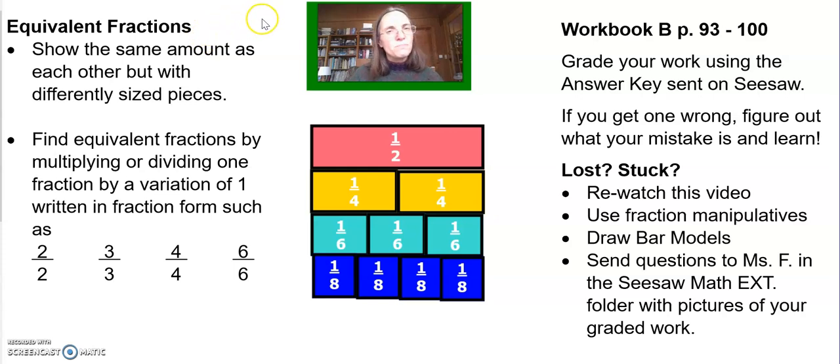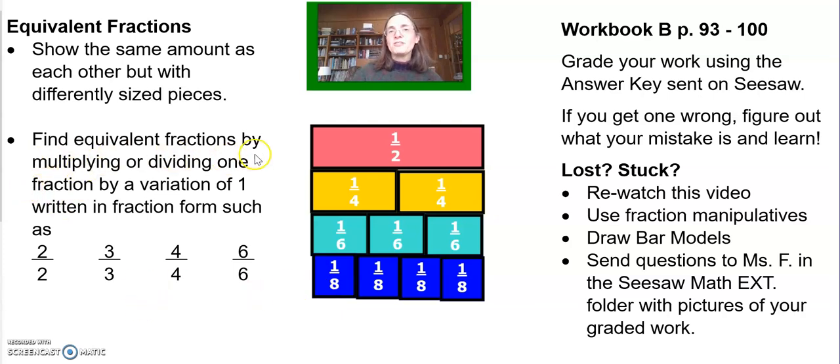Okay, so in this lesson, we've talked about finding equivalent fractions. It's a super important math skill. It will serve you well. And really press into it as you do your workbook pages on this. Equivalent fractions show the same amount as each other, but with differently sized pieces. And remember, some of the information that a denominator gives us is it tells us the size of the pieces. You're going to want to understand that, because you can see here are a whole bunch of equivalent fractions to 1/2. And you can literally see with these fraction bars that those pieces get smaller and smaller, don't they?